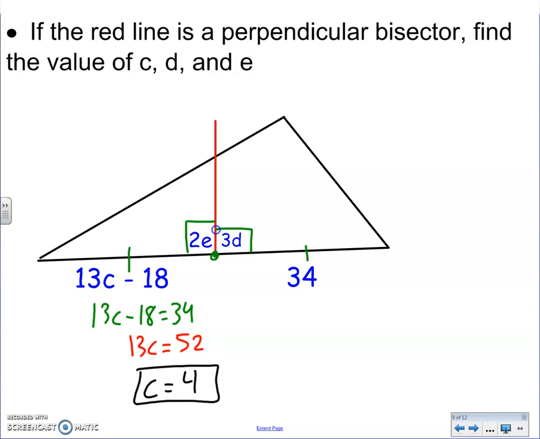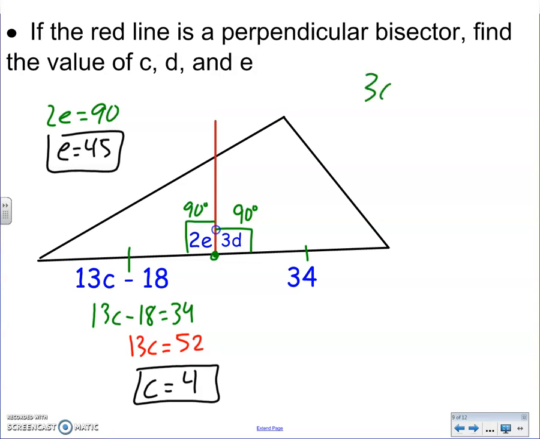All right, then find E. 2E is on the left side, but it's also 90. If there are 2 spots in the same thing, they must be equal. So we'll say 2E equals 90. You can divide both sides by 2, you get E equals 45. Same for the right side. 3D is in the spot that's supposed to be 90 degrees, so they must be equal. 3D and 90 are the same thing. So 3D equals 90. Divide both sides by 3, you get D equals 30. So we found C, D, and E.